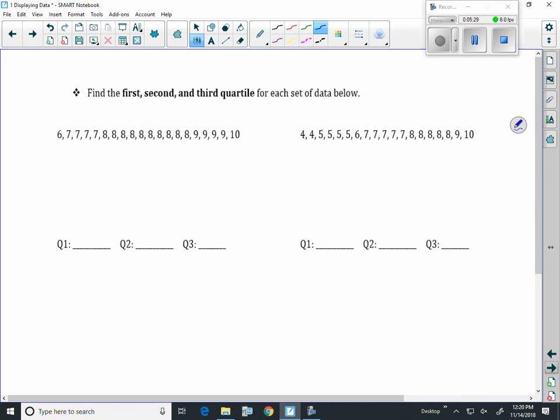Okay, so if we have data, which I already put in order for you, I'm going to show you how to find the quartiles. So if we're looking here, we always find quartile 2 first. Quartile 2 is the median. You already know how to find the median. It's your middle number. So we're going to go ahead and find the middle number.